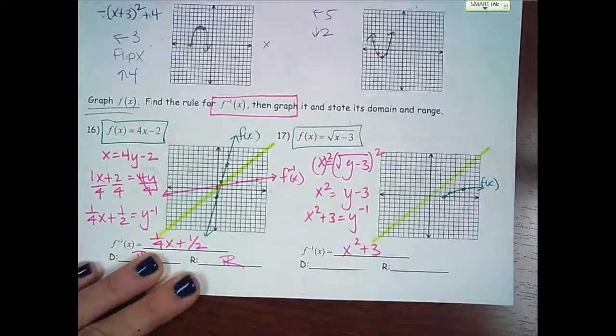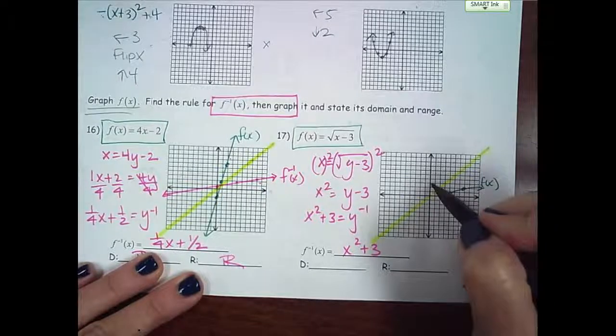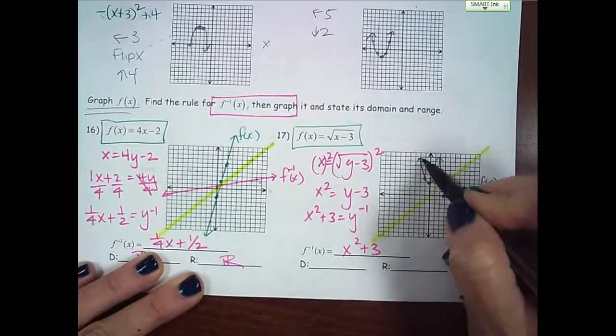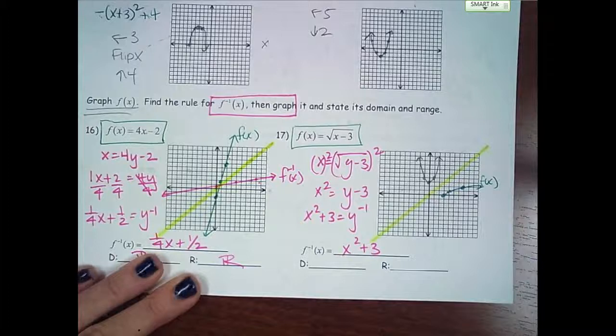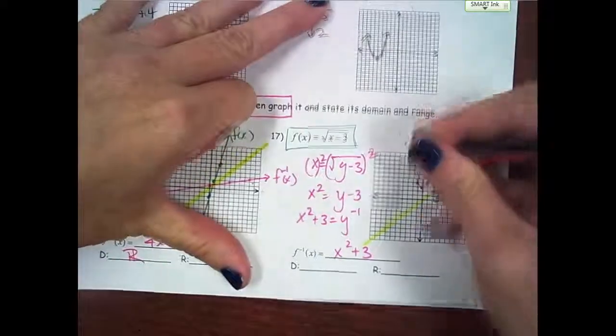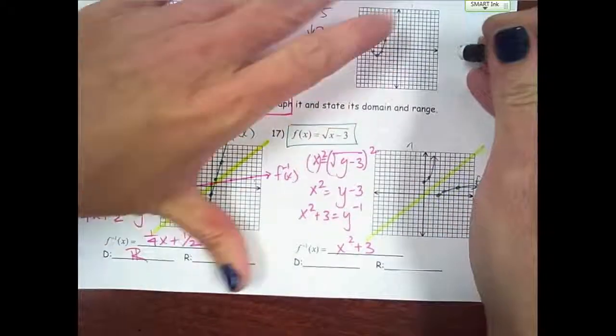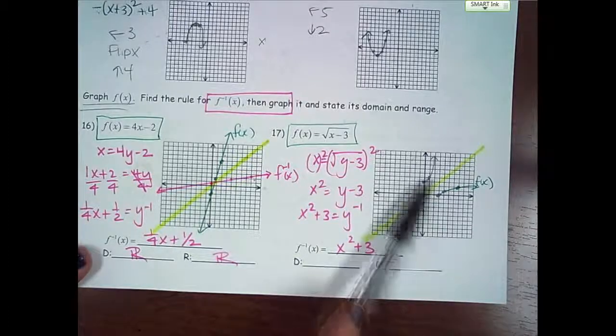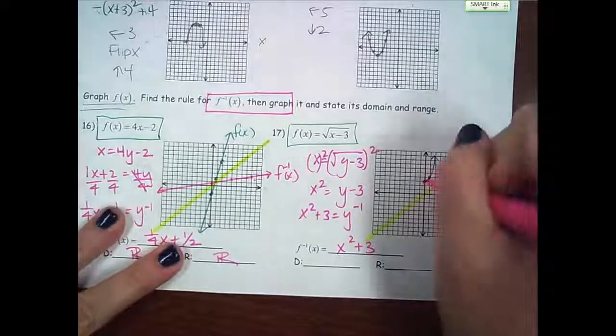Now remember this. There's a problem here. This is a parabola, right? So if you tried to graph this, x squared plus 3, it looks like this. Correct? But we can only have part of it, remember? So if you erase this part, that's the part that's allowed. Now look at it. Are they inverses? Yes. Hop over the yellow line. So this is all we want.